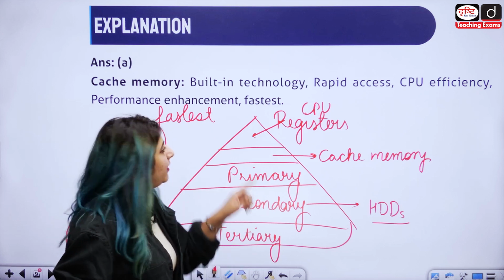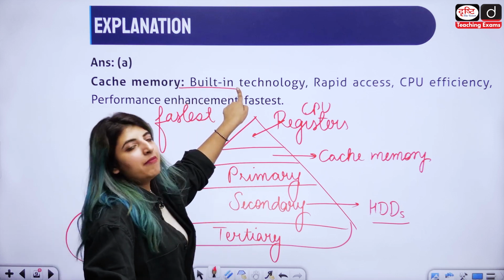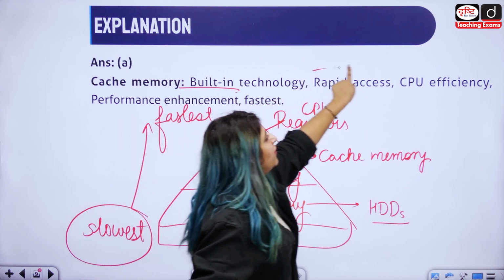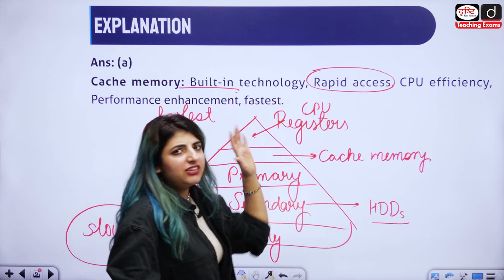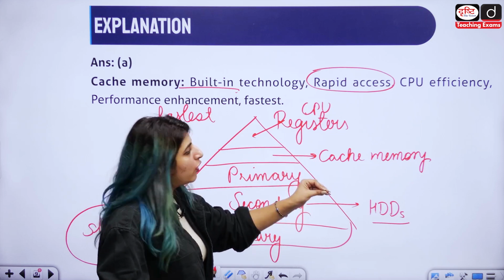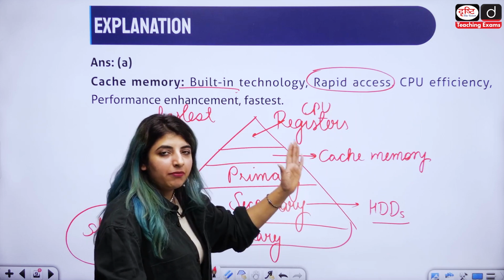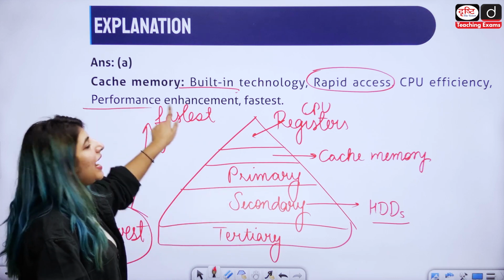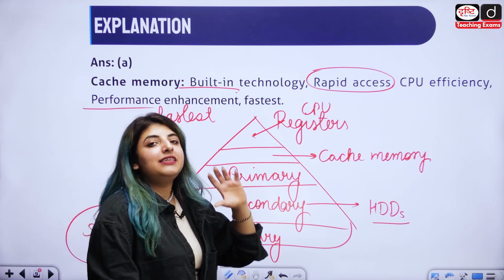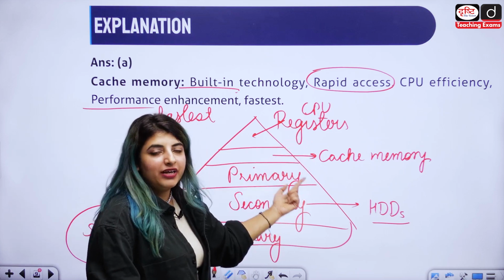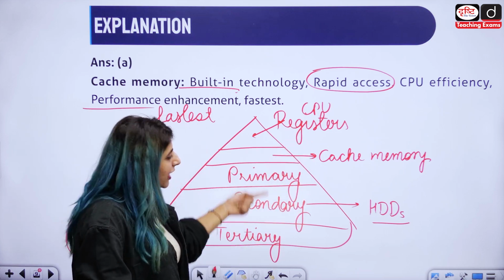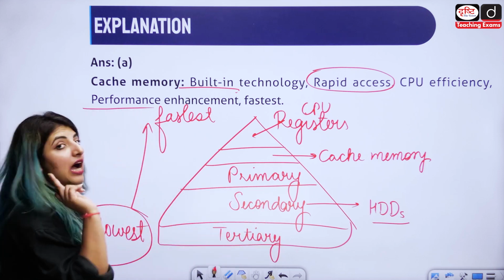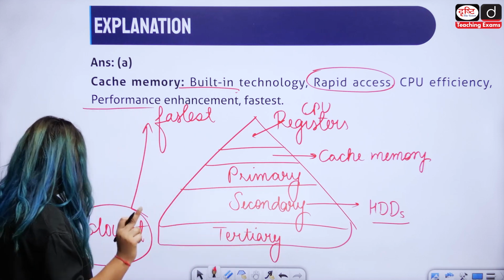Now, cache memory is a built-in technology in the computer system, which gives us rapid access to any instructions or data that we are looking for. It makes the CPU efficient because the memory is stored mostly in the CPU only, and because it is speedy, performance is enhanced compared to other modes of memory as well. It's the fastest after CPU registers.